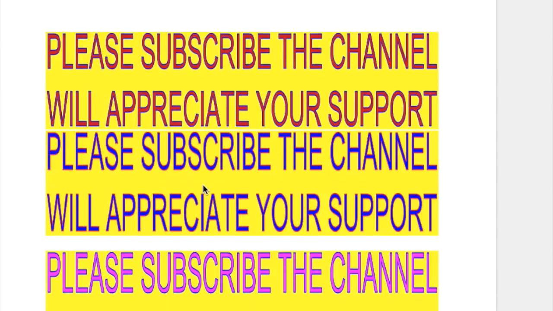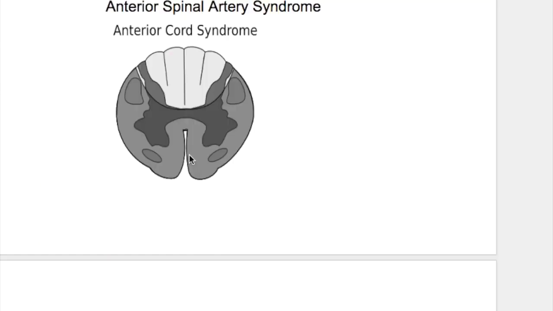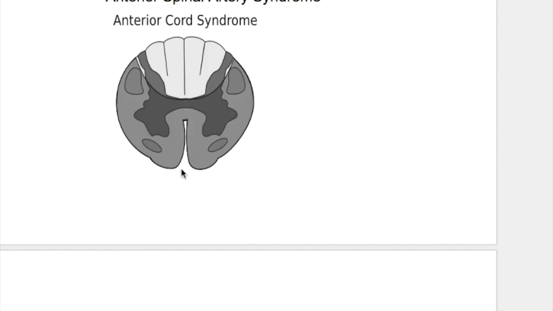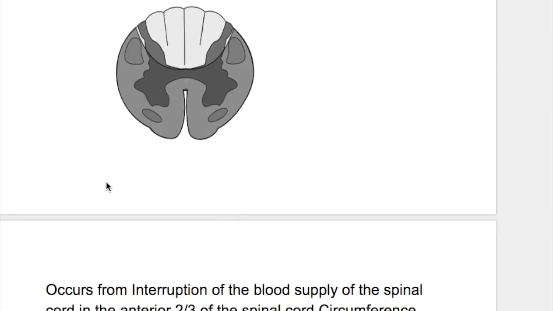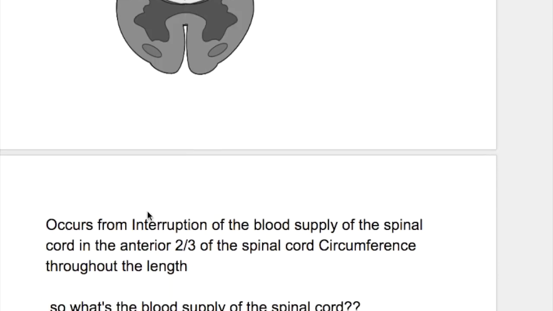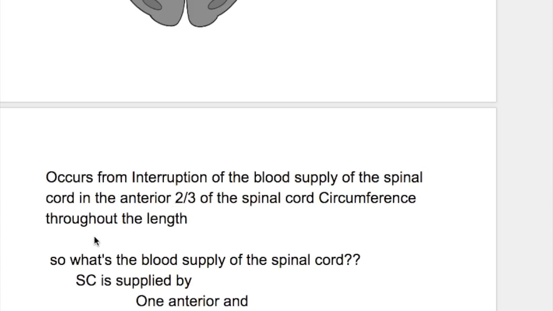In this video, we'll discuss anterior spinal artery syndrome, anterior cord syndrome, causes, blood supply of the spinal cord, and the effects produced by anterior spinal artery syndrome and anterior cord syndrome. Anterior spinal artery syndrome occurs from interruption of the blood supply of the spinal cord in the anterior two-thirds of the spinal cord circumference throughout the length.